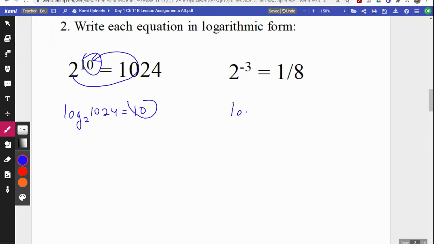Same thing here. We'll write log base 2 of 1/8 is equal to -3. And as you can see, it's just the same direction of this little whoosh arrow that goes in the same order, and it tells us what to put where, just left to right. All we had to do is write the word log.